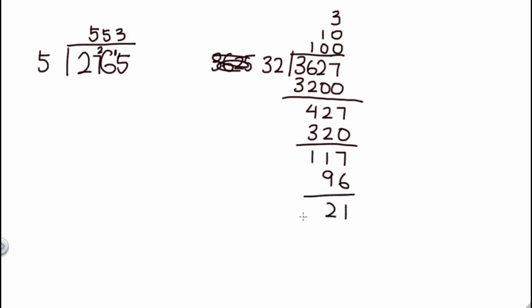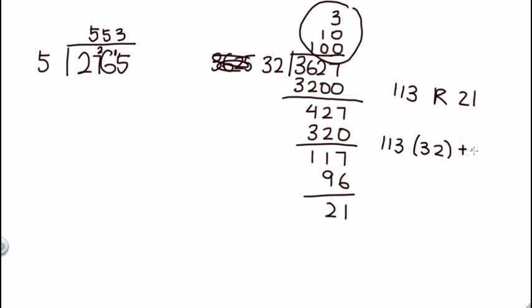And I can't fit 32 into 21, so what I'm going to do is add up all these values here. So I will have 113, and then my remainder will be 21. And a way for me to check it is do 113 times 32 and add 21 to make sure that gives me 3,627.